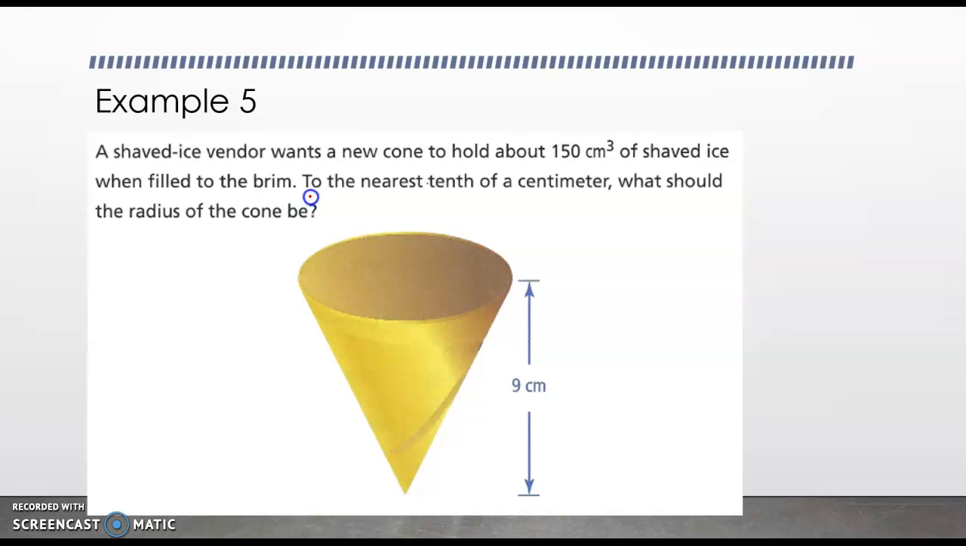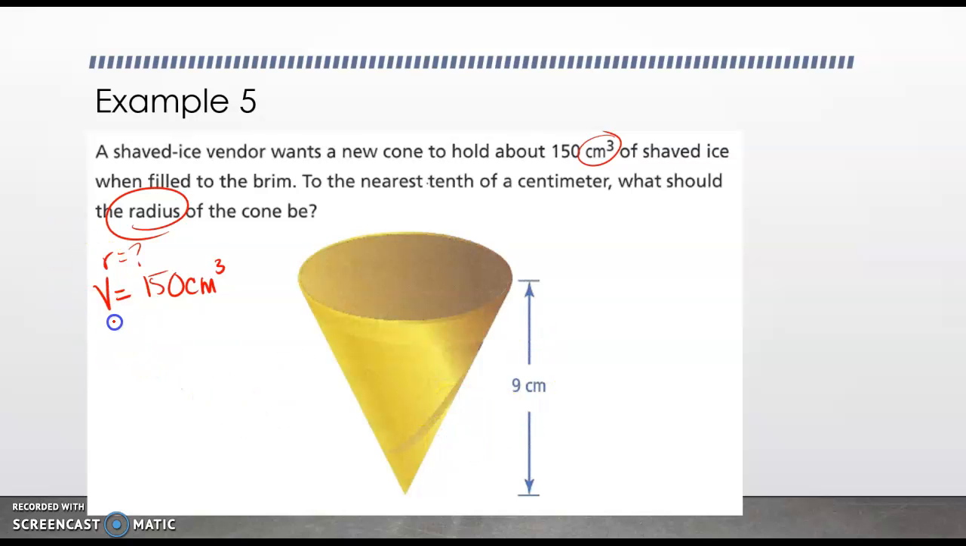Again, I like to go to the question first. To the nearest tenth of a centimeter, what should the radius of the cone be? So I don't know my r again. A shaved ice vendor wants a new cone. It holds about 150 cubic centimeters of shaved ice when filled to the brim. I know that is my volume, 150 cubic centimeters.